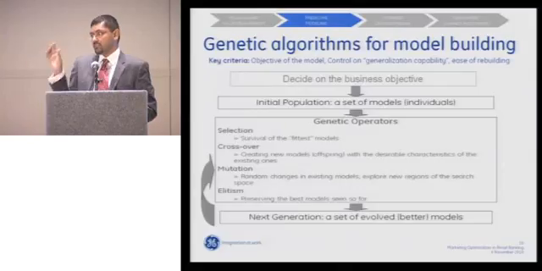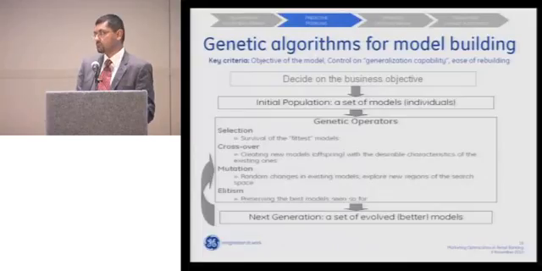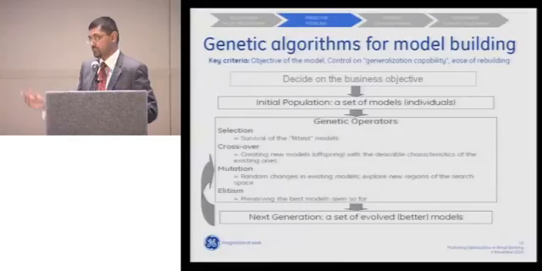Second is crossover, where characteristics of good models are essentially taken to produce new models. Third is mutation, where certain coefficients of some models are changed randomly to explore new areas of the model space, to figure out whether there are good models existing elsewhere apart from where the population is currently. And the fourth is elitism, which is preserving the best models seen so far across generations.